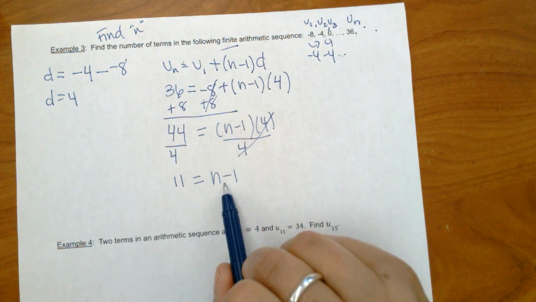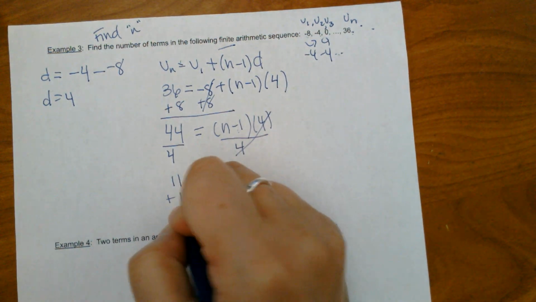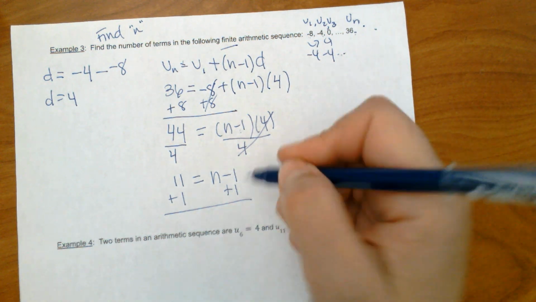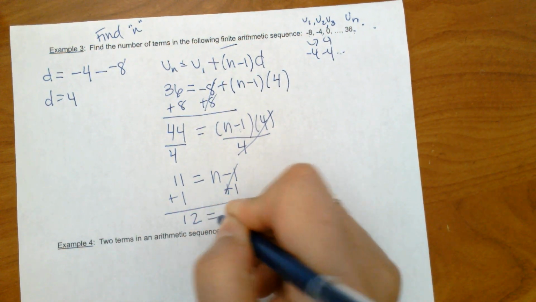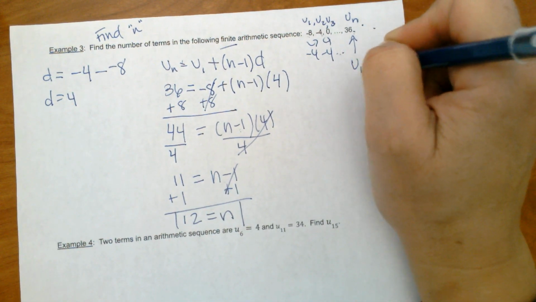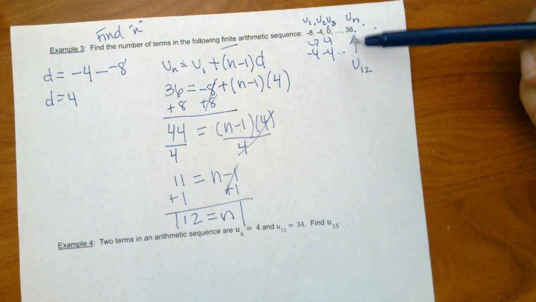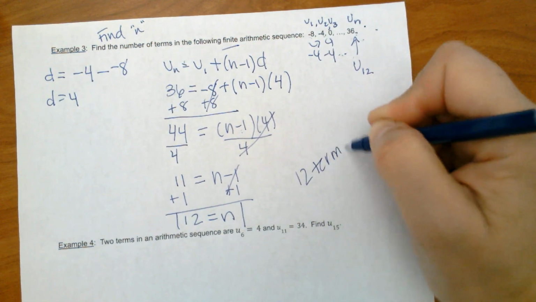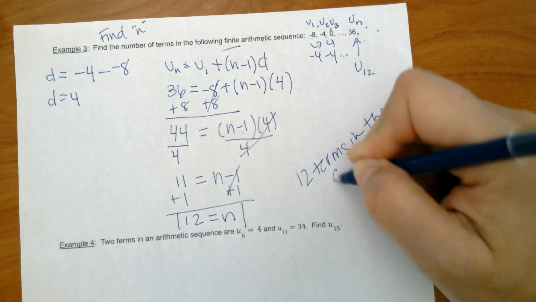So now I have n minus 1, add 1 to both sides. My lights might go out. There we go. They were dimming, so cross that out, and 12 equals n. So that means that this term is u sub 12. So the 12th term is 36, which means I have 12 terms in the sequence.